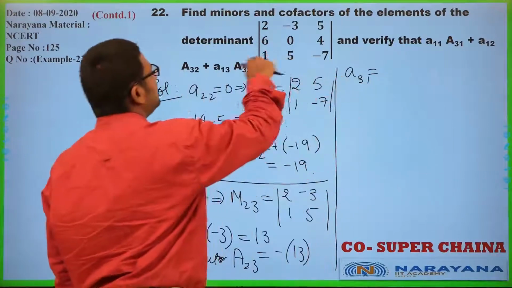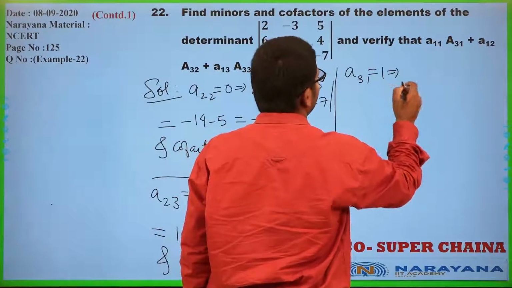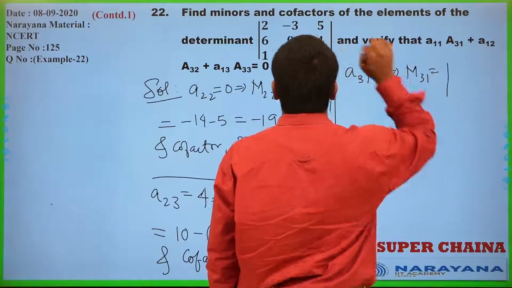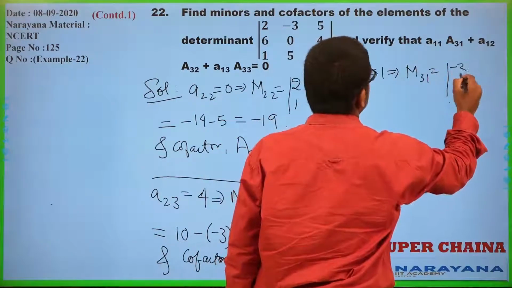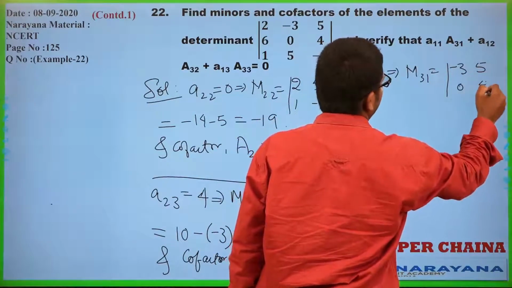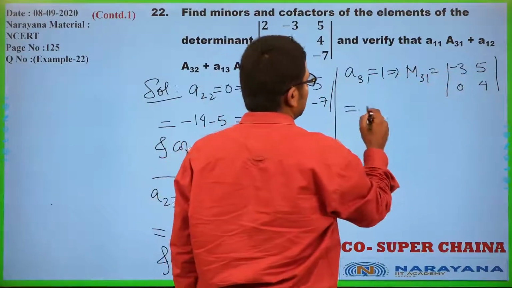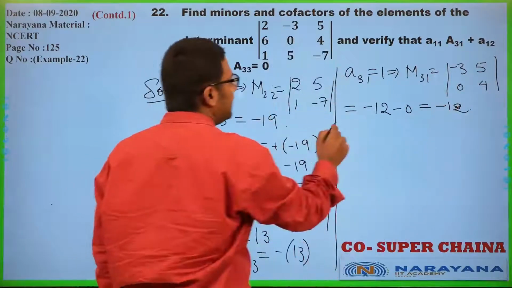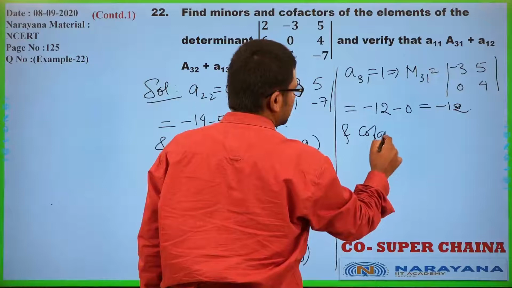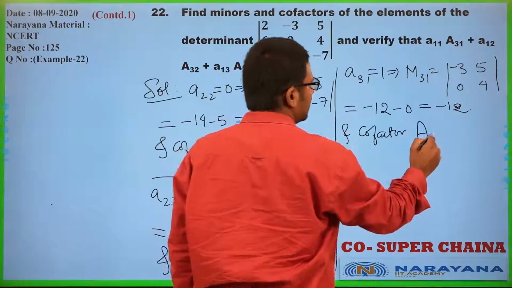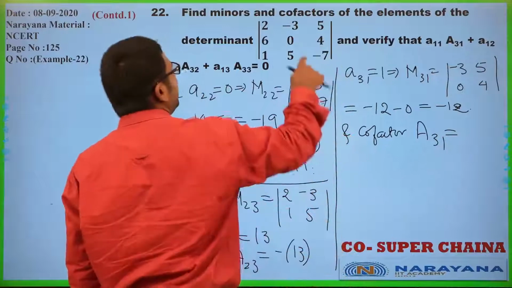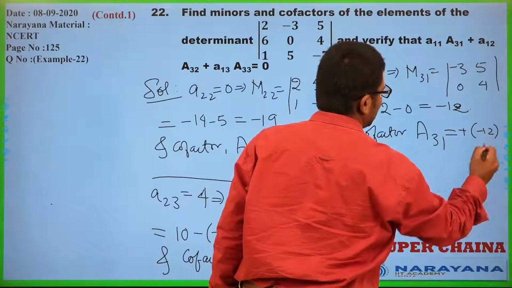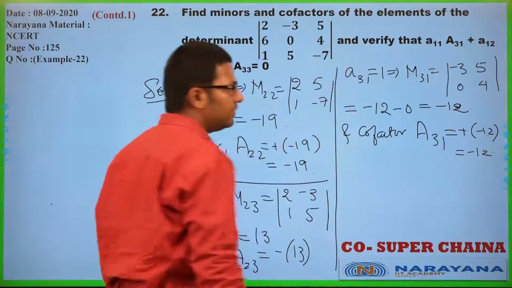Then A31, right? A31, third row first column, is the element 1, which means M31 is the determinant, leave the row, the column. So minus 3, 5, 0, 4, right? So that is minus 12 minus 0, which is minus 12 itself, right? And cofactor capital A31. You see, we used minus here, so we need plus here. Plus of minus 12, which is minus 12 itself, right?